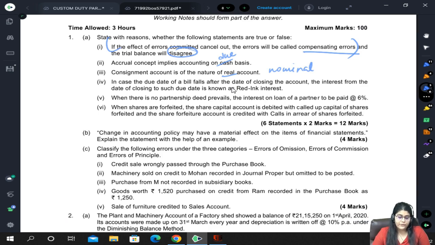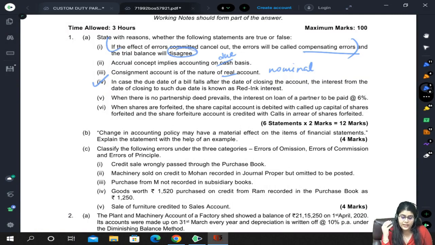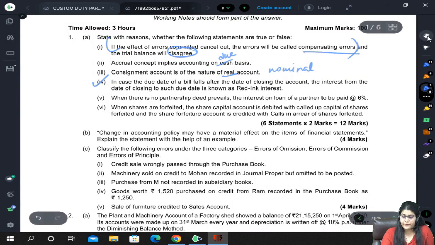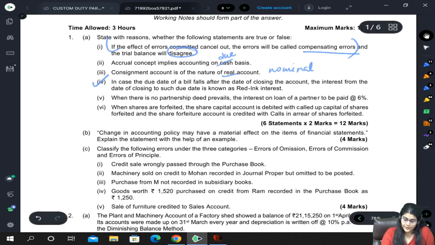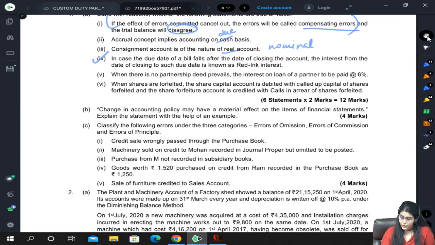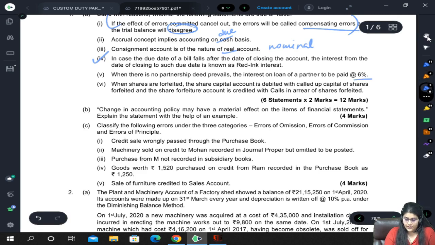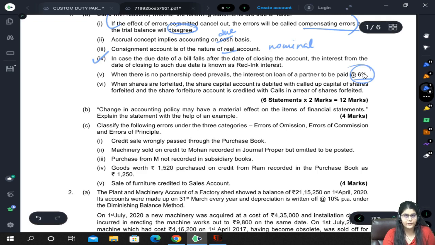In case the due date of a bill falls after the date of closing of the account, the interest from the date of closing to such due date is known as red ink interest. Right. This is exactly what red ink interest is: after closure of the account, the interest that is charged is called red ink interest, because the interest amount is written using a red colored pen in the current account. When there is no partnership deed, the interest on loan of a partner to be paid is 6%. This is because when there is no partnership deed, we follow the Indian Partnership Act, and the Indian Partnership Act gives 6% as the rate of interest.